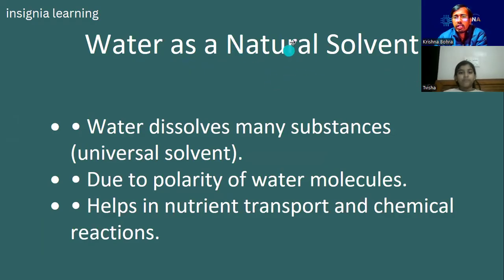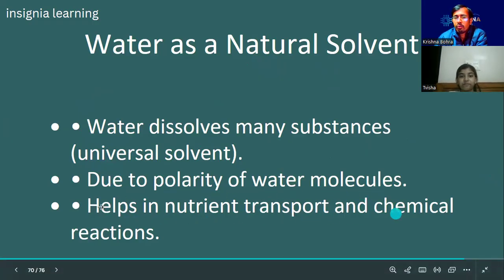Now let's understand what a natural solvent and a universal solvent are. Natural solvent basically means water is produced by nature. We don't have any role in it. And universal means it can approximately dissolve everything in itself. What actually happens at the molecular level? We are going to understand that. Water dissolves many substances. That's why it is called universal. It has the ability to dissolve almost every substance into itself, due to the polarity of water molecules, and helps in nutrient transport and chemical reactions.